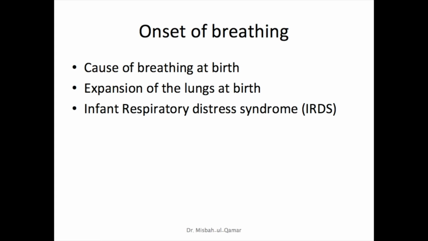So, the lungs expand during the first breath of the infant, and the expansion of the lungs causes an immediate reduction in the pulmonary vascular resistance and a sudden fall in the pressure in the blood vessels of the lungs. Therefore, the blood flow from the pulmonary artery to the lungs increases.